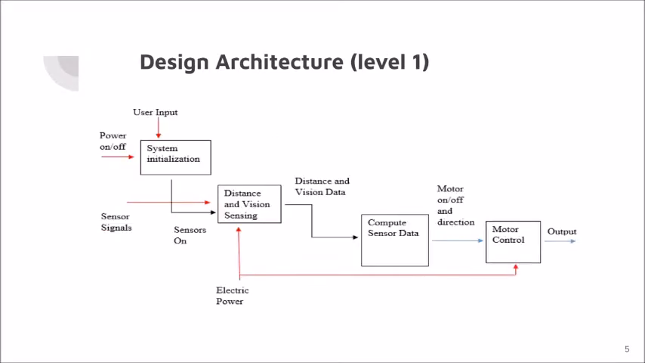So breaking that down, our user input and power on and off are going to system initialization. Once it's initialized, its sensors are on, and you have sensor signals going to distance and vision sensing. That also has electric power given to it because it needs that to run. Distance and vision data then goes from there to compute sensor data, and with computing that sensor data, you have motor on and off and direction. That goes into motor control, as well as electric power, which gets you to the desired output, which is different for offense and defense.